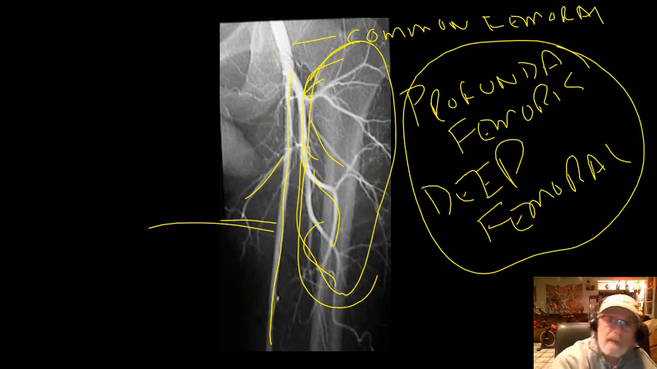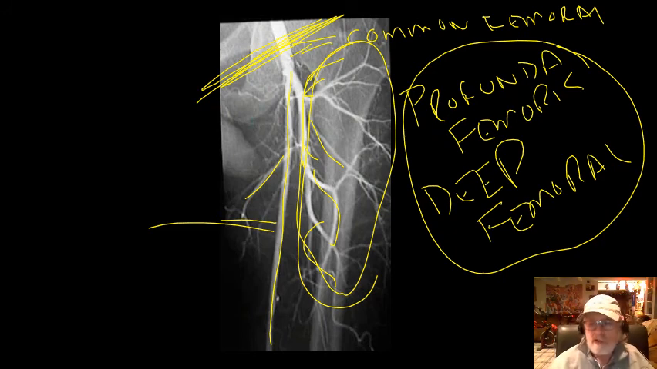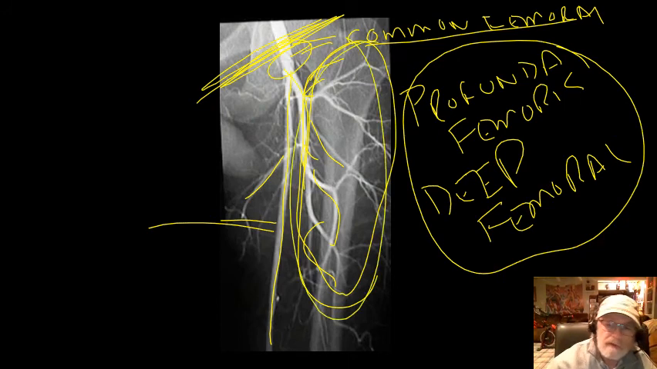It doesn't do anything. So somewhere up in here is where that little crease is at the top of the thigh. It comes out underneath and you can feel that femoral pulse in the top of the thigh. That's what you're feeling right here. You're feeling the artery right there before it branches off into that deep femoral, profunda femoris, which supplies the muscle of the thigh, and the superficial femoral that goes all the way down.